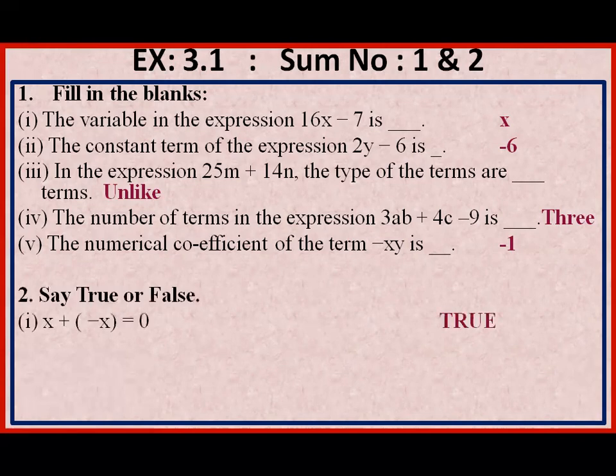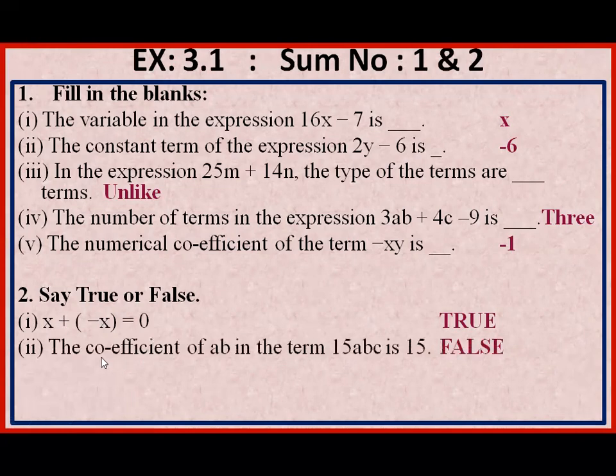Say true or false. x plus minus x is equal to 0. Yes, when you add both, it becomes 0, so it's true. The coefficient of AB in the term 15ABC is 15. It is false because they are asking you for AB. So the coefficient of AB is 15C. Both numerical and literal coefficients are combined together.